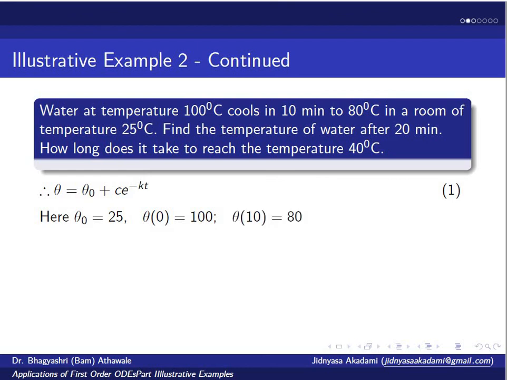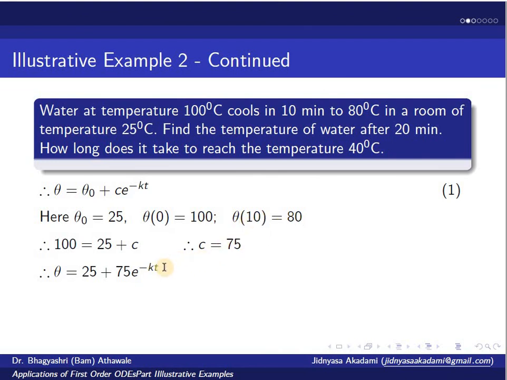So these values are given to us. Now putting these values, since T is 0, e raised to 0 is 1 and theta naught is 25, we get 100 is equal to 25 plus C. So C is equal to 75. Putting values of theta naught and C, we get the equation theta is equal to 25 plus 75 e raised to minus KT. Now to find the value of K, we are going to use this information.